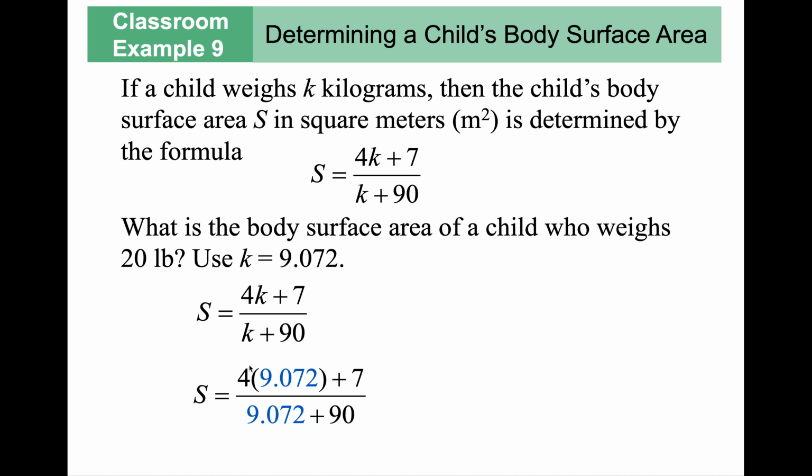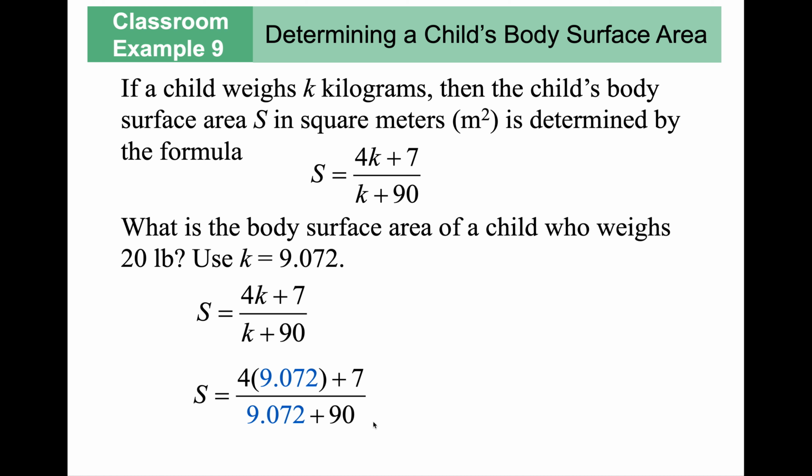Now, this is going to be very important to enter properly in a calculator. You want to first enter 4 times 9.072 plus 7 into the calculator. Then you will enter the denominator and you will divide those two answers. Or you will enter with an open parentheses 4 times 9.072 plus 7, close parentheses, because that tells the calculator all of that information is in the numerator, divided by open parentheses 9.072 plus 90, close parentheses.